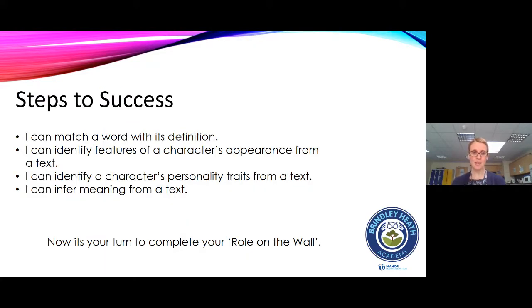So just to go back to the steps to success, we've already matched the word and the definition. So you'll be looking at the features of a character's appearance from the text and identifying their personality traits from the text. And to do that, you will need to infer meaning from the text. You will need to think really hard. What can I learn about Amelia from reading this story? So it's your turn now to complete the role on the wall.